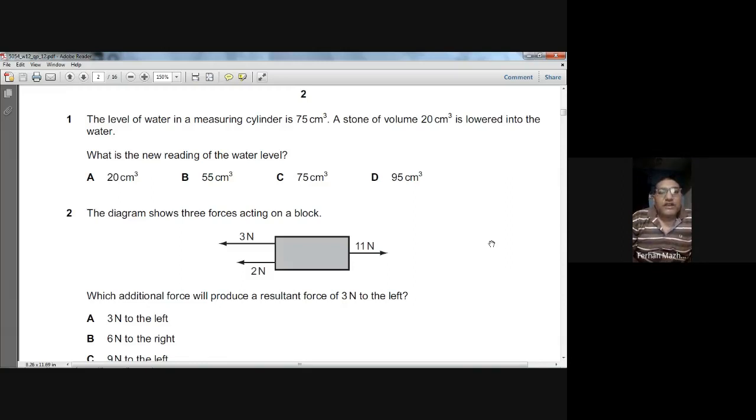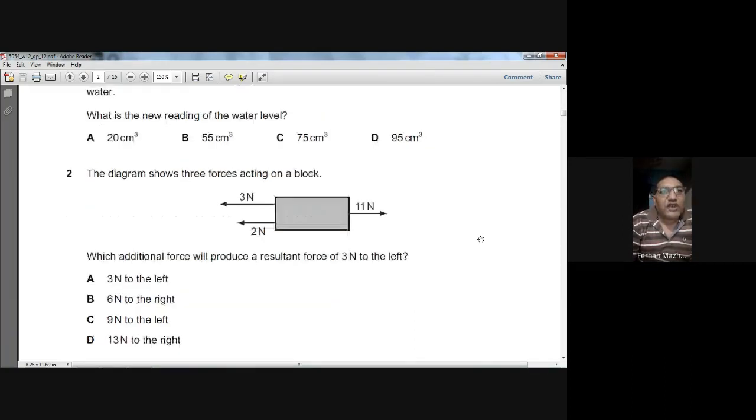The new reading on the measuring cylinder will be showing the sum of the volume of the water and the volume of the stone. So it will be 75 centimeter cube plus 20 centimeter cube, and the answer will be 95 centimeter cube. So for question number 1, the choice is D. I hope you have understood.